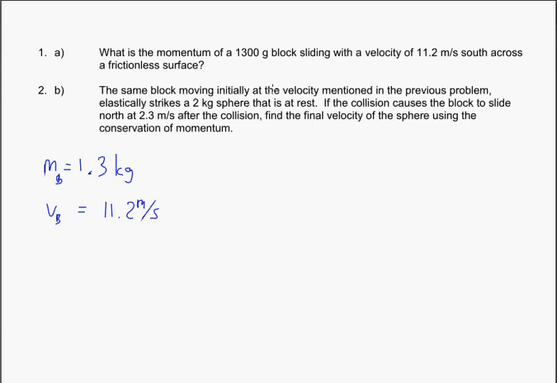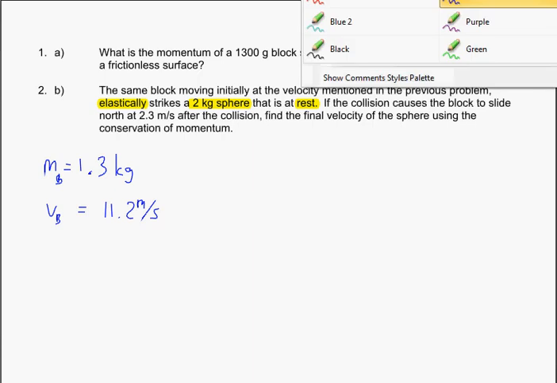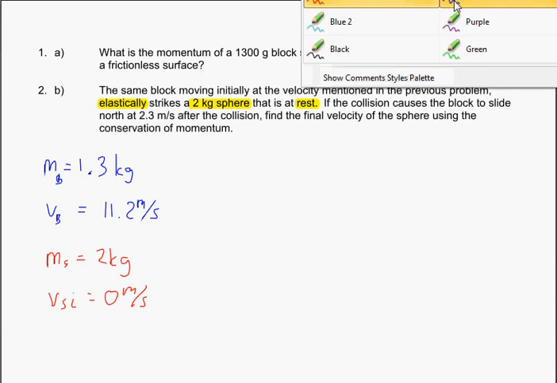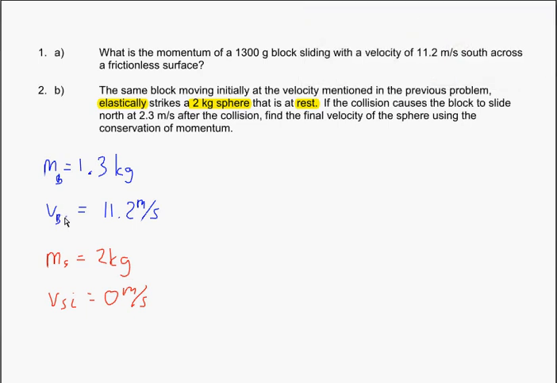The same block moving initially at the velocity mentioned in the previous problem, elastically, now that's important, let's highlight that, elastically strikes a 2 kilogram sphere that's at rest. Okay, so let's add our new object here. We've got a new object, it's a sphere. It has a mass equal to 2 kg, and it's at rest, so it's VSI equals 0 meters per second. That's velocity of sphere initial. And then let's go up here and edit this real quick. So that makes this our initial as well.